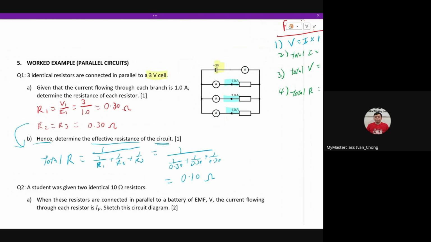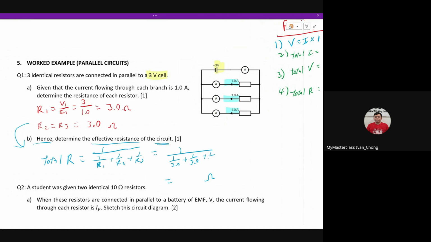Wait, I might have calculated some things wrongly. Yep, I calculated things wrongly. Okay, I made a mistake on top. 3 divided by 1 is 3.0. So this should also be 3.0. So I messed up. As you can see, it's very easy to get confused because there are so many numbers, so you need to be very careful.